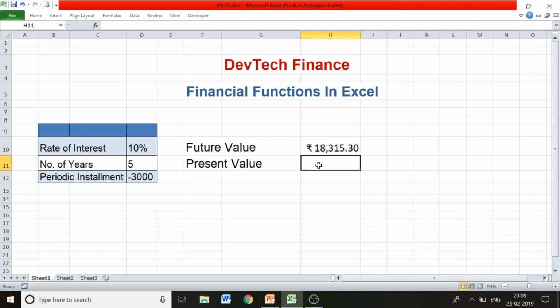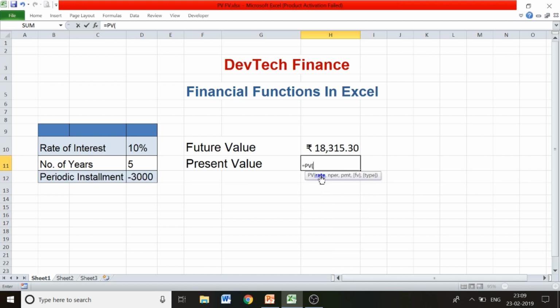Now to get the present value, how to go about that? Just see, we wanted to know what is the present value of the same amount. So we would consider the future value, which right now we extracted. It was 18,315.30, and we would use the same figure to calculate our present value, to know what exactly this value is at the current period of time. So the formula is equal to PV.